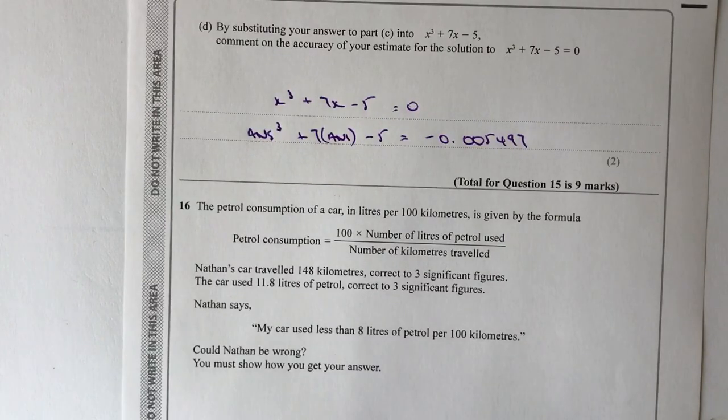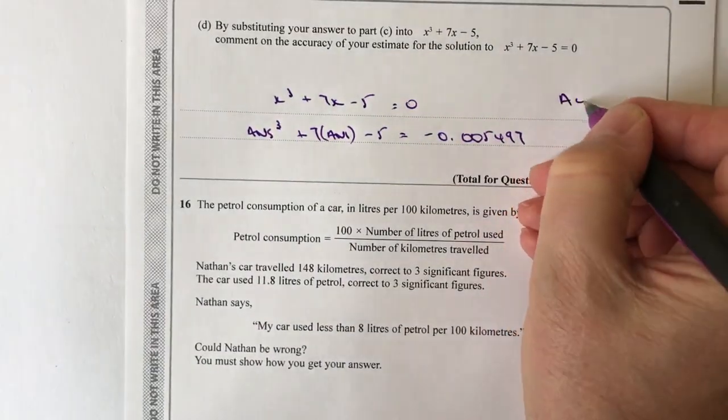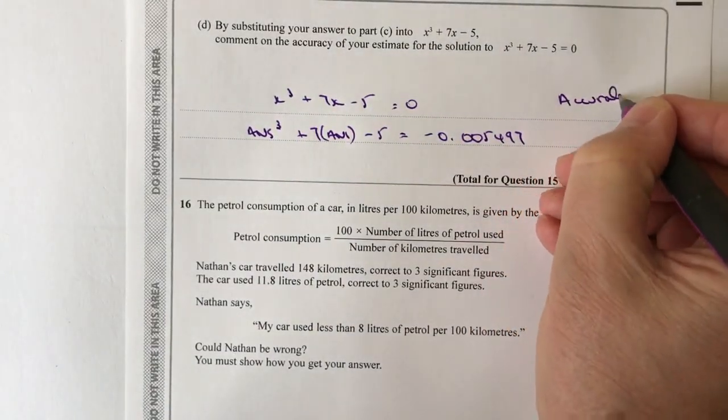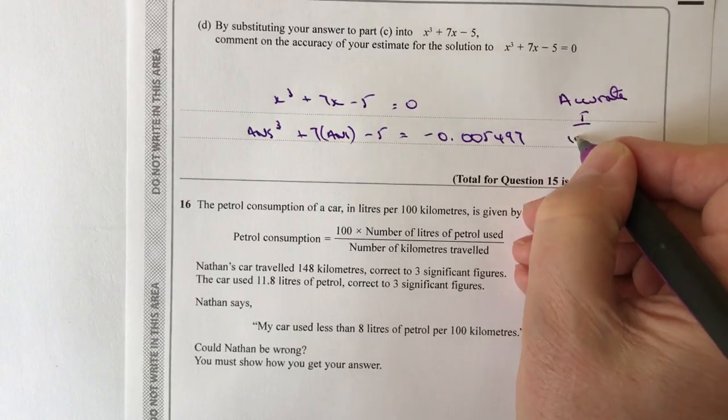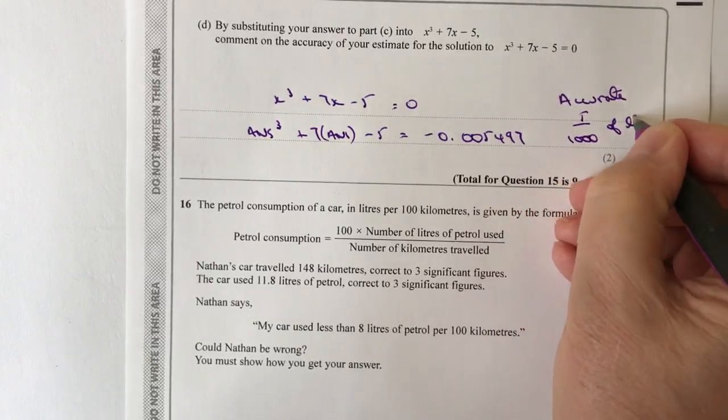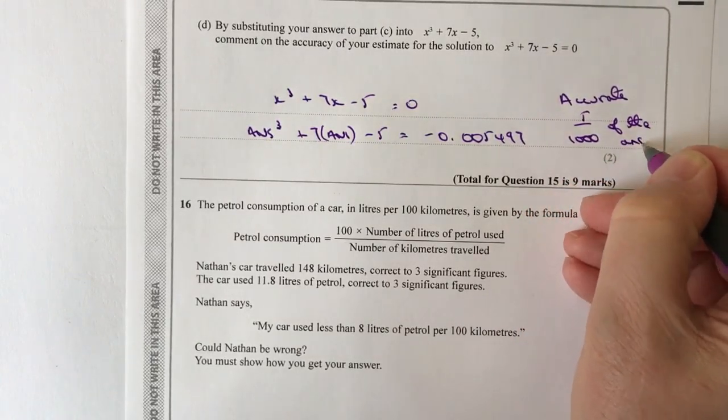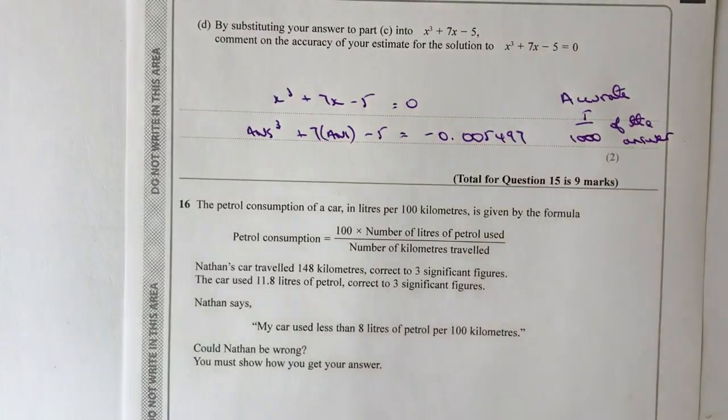So comment on the accuracy of that. Well, it's pretty accurate. It's accurate because it's within 5 thousandths of the answer. So it's pretty accurate. 5 thousandths is perfectly fine. No problem.